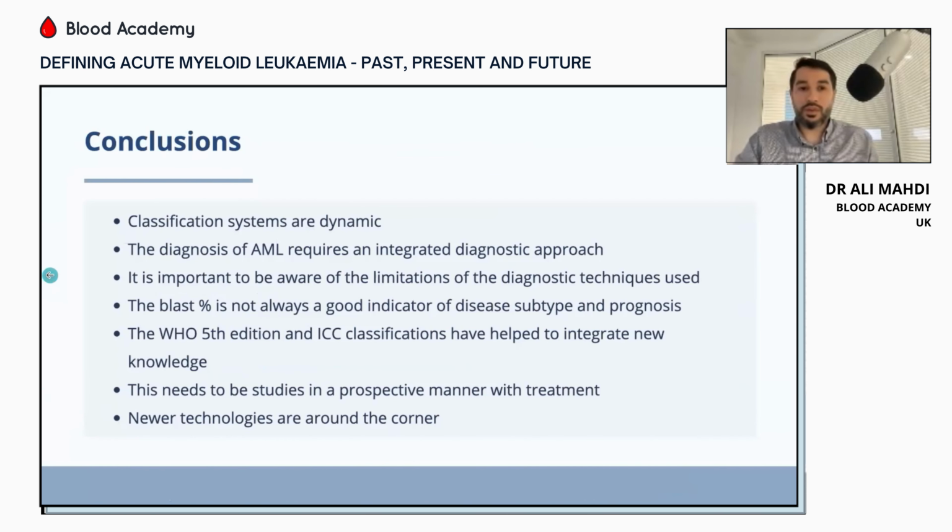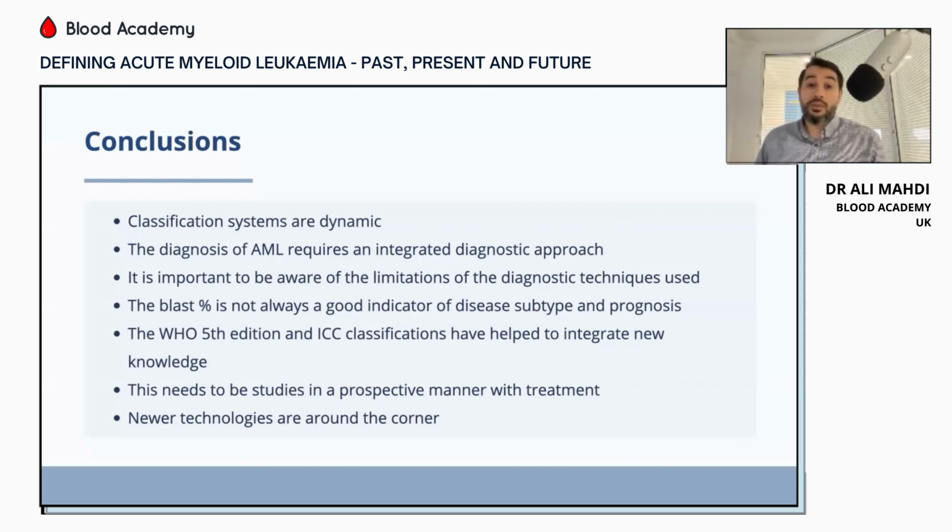Okay, so we've covered a lot. What have we covered? We've covered the various different classification systems of AML. And hopefully I've highlighted the fact that these classification systems are all dynamic. The diagnosis of acute myeloid leukemia, as well as all of the hematopoietic malignancies, the central theme to this is to have an integrated diagnostic approach, not just rely on morphology alone.